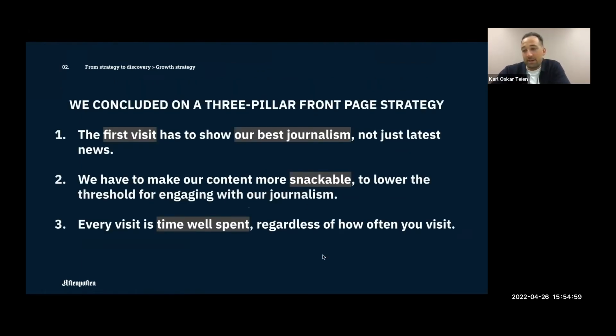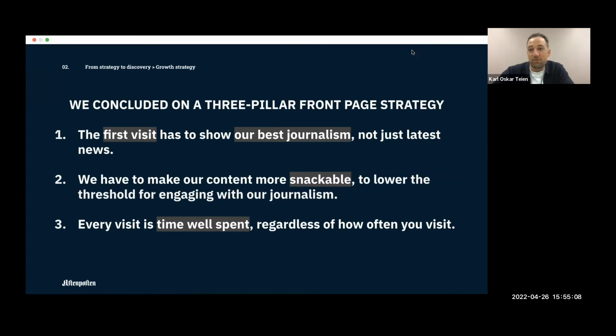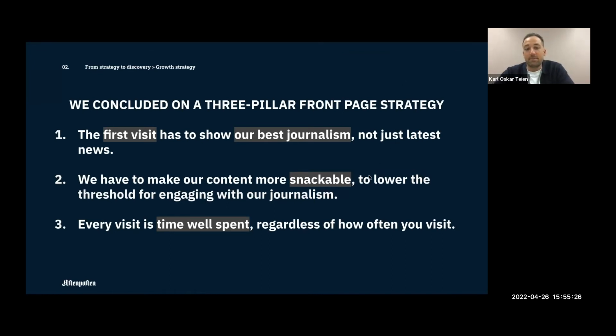So we try to conclude, based on looking at all this data, well, there are some obvious things that we need to do. We need to ensure that the first visit shows our best journalism, not just the most recent news, right? Or not just an article that we think someone should buy a subscription on. We have to ensure that those users who come to us, who might not have that much time, that the content is snackable for them, that it's easy to engage with our journalism. After all, they don't read that many articles.